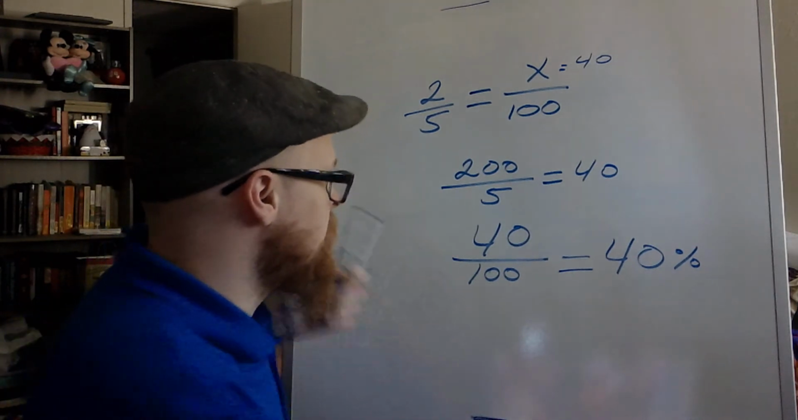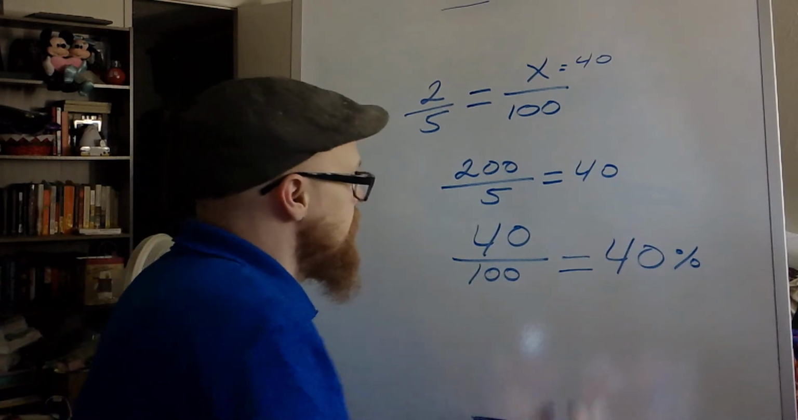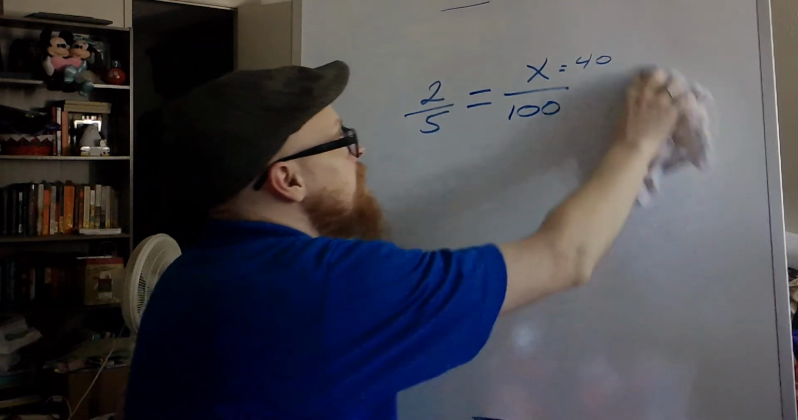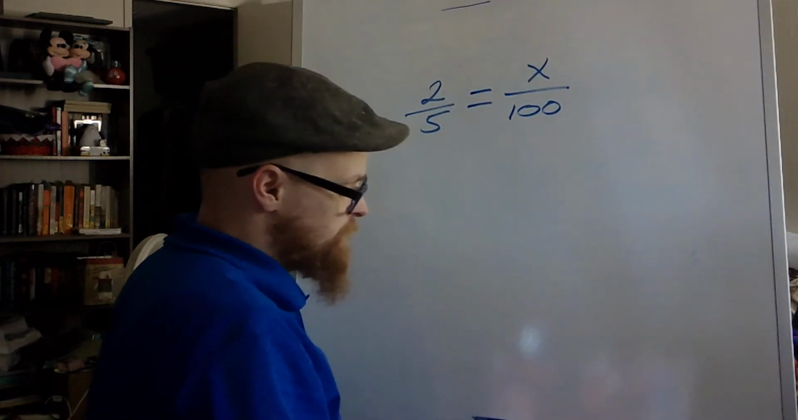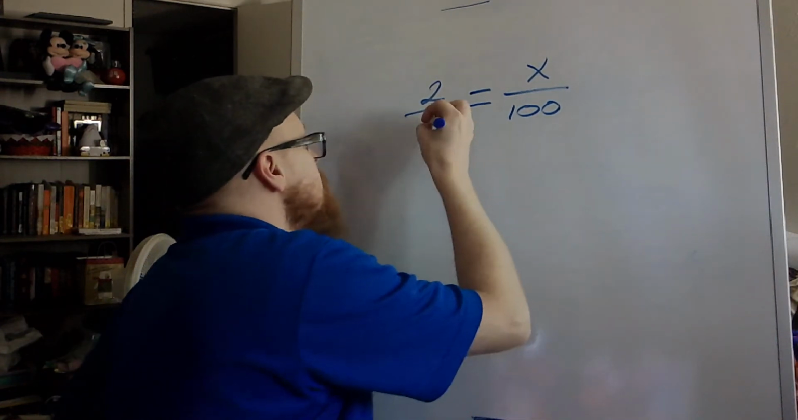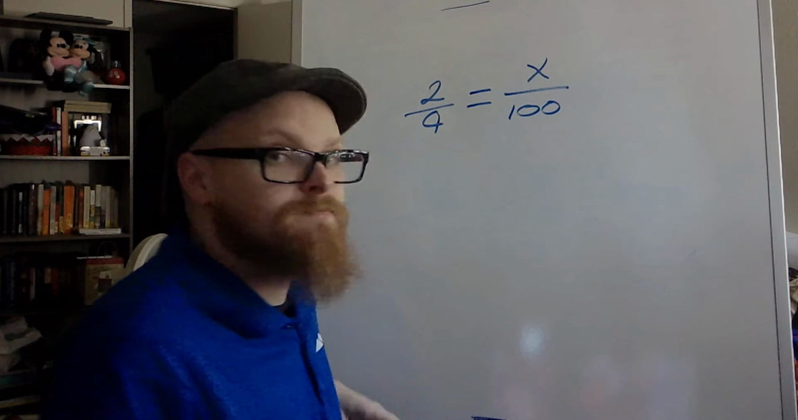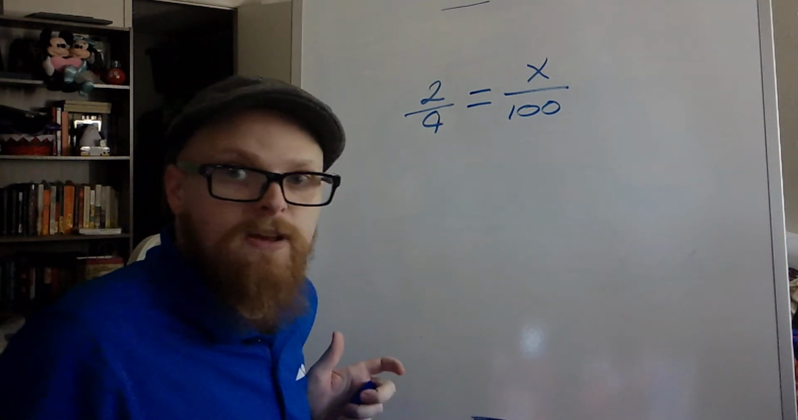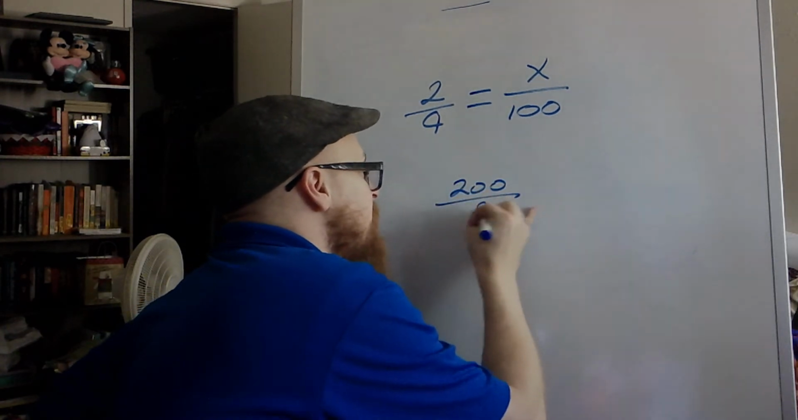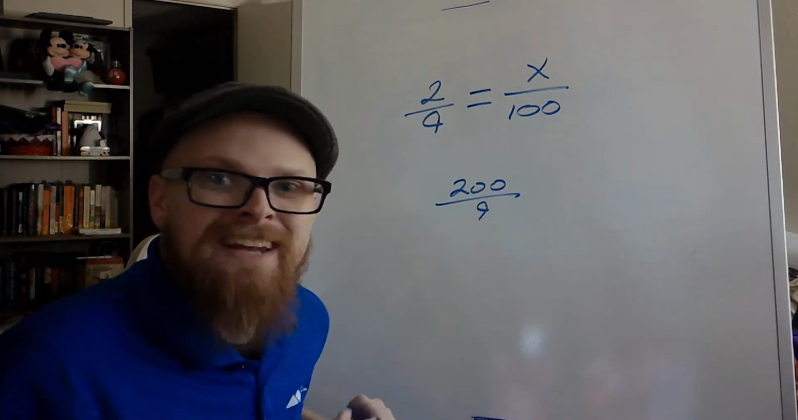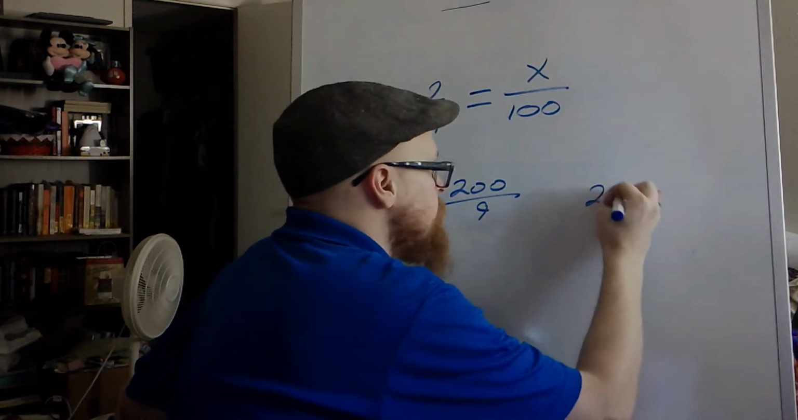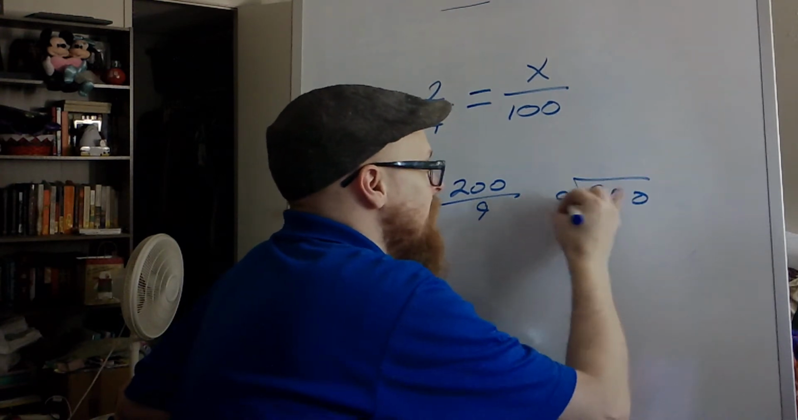Now where this gets a little tricky, this method in particular, is when I don't have a number that goes into 100 evenly. Right? Let's say I have a 9 on the bottom. Right? I work it the same way. I have 200. 2 times 100 is 200. And I'm going to divide that by 9. Now it doesn't go in as nicely. It's not pretty anymore, right? So, I'm going to work this out long form, because I can't do this in my head either.